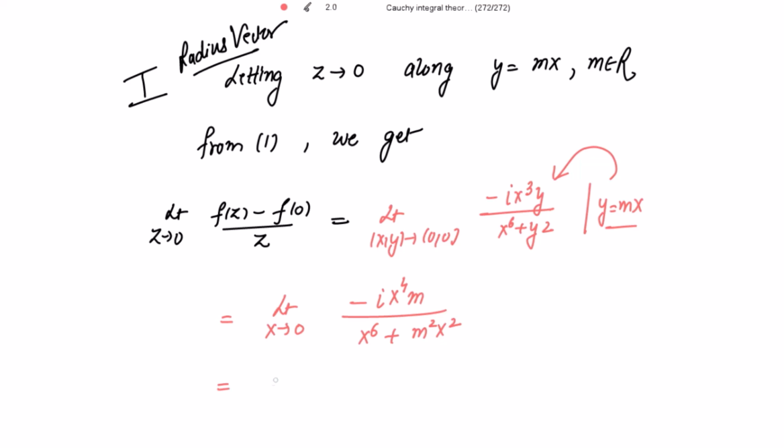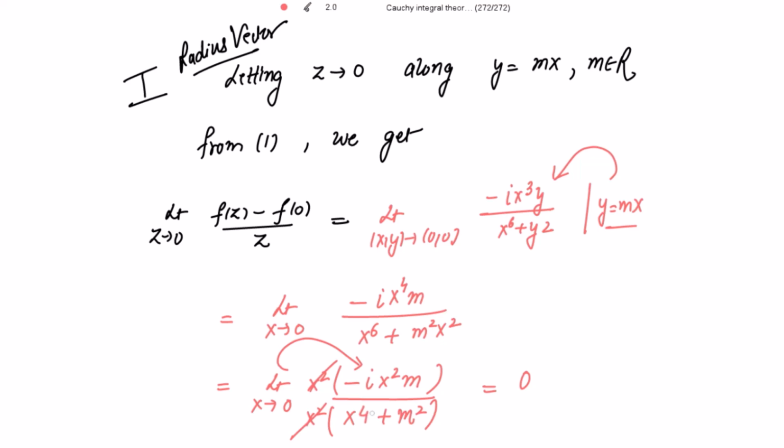Now taking x square common from the numerator and the denominator, I get minus iota x square into m divided by, from the denominator also taking x square common, so this is x to the power 4 plus m square. Right? So these two cancelled out. And when taking x tending to 0 on this, we are getting this to be 0. So we have found that this limit along the radius vector is coming out to be 0, right? Let's take this limit along any other curve.